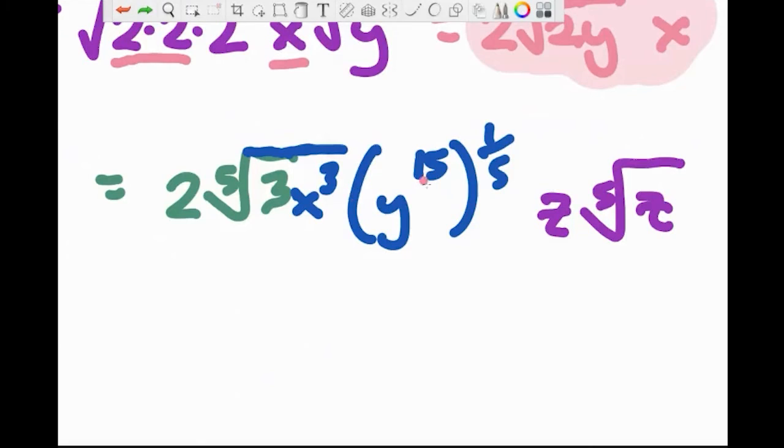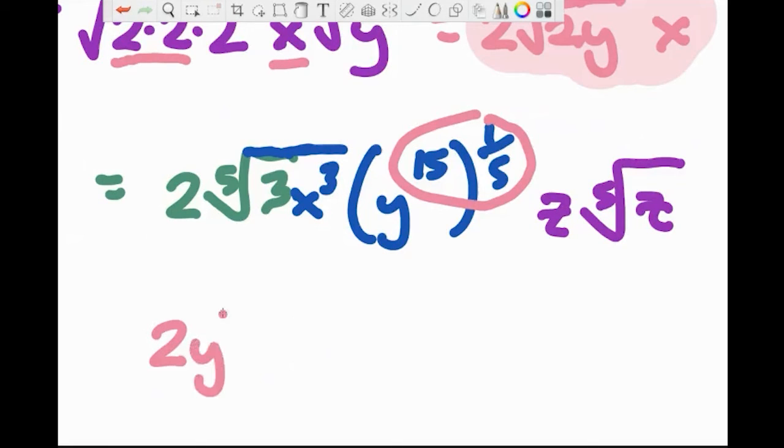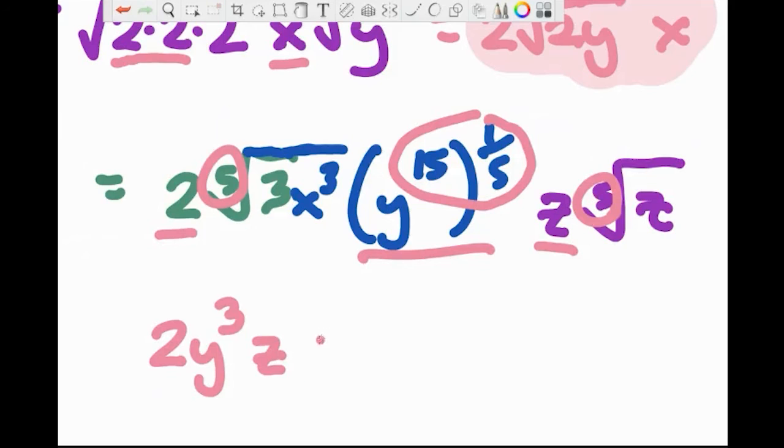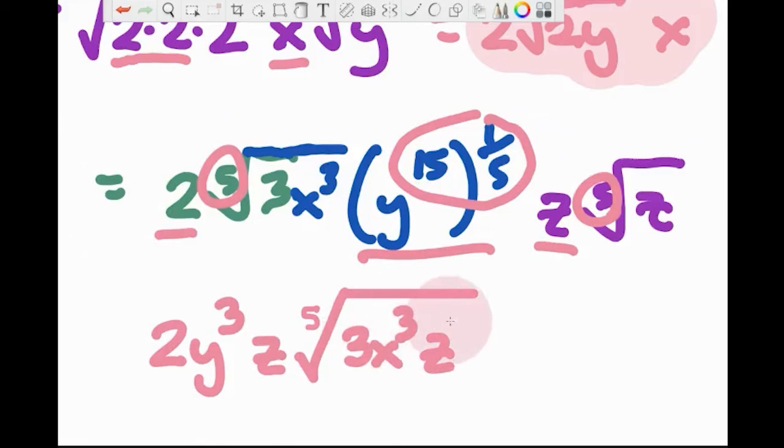And from here, the 15 and the 1/5, you would multiply those. So you're going to get 2. This would be y to the 3rd. And the rest of them, you're just going to combine. Oh, and I forgot the z. Sorry. Z. So we have this, the y to the 3rd, and the z. Everything else has a 5th root. So we're just going to combine those into one big 5th root. And it's going to be 3x cubed z. And that's the answer for that one.